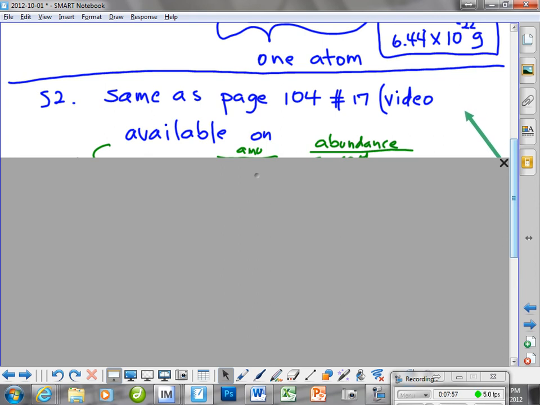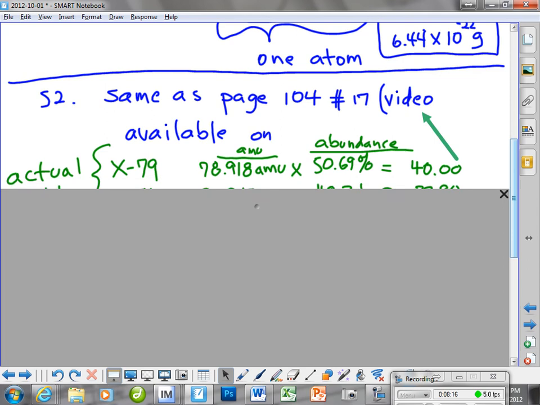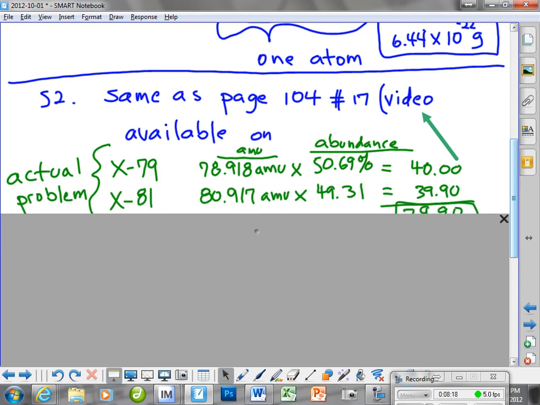Anyway, now this is the same kind of question that we had on page 104 of the textbook, number 17, and I've done a video on that. And that's on my website, and you can look that up. In this problem, we are told 2 isotopes of element X. We don't know what element X is, but we're going to figure it out real quick.